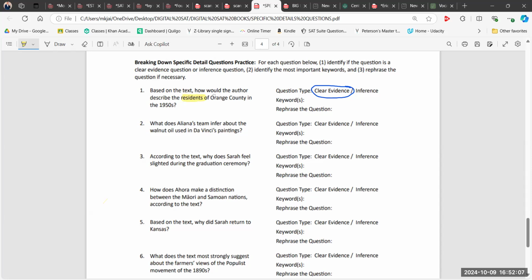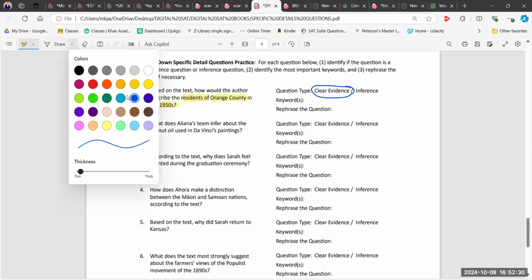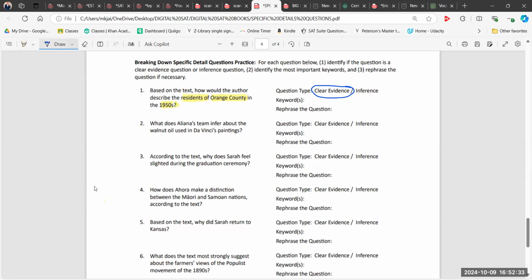Residence? Which residence? Orange County. Yes. Okay, don't we have a date that we should look for? Or a period? Yeah, that's it. So this is what I mean by keywords. Okay, so can you rephrase the question? How would the author describe?